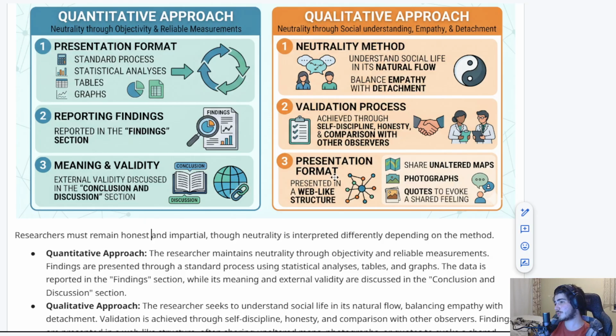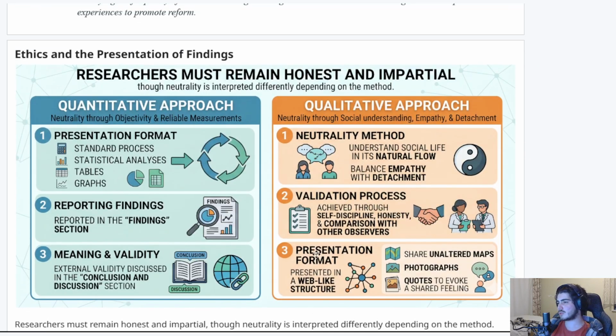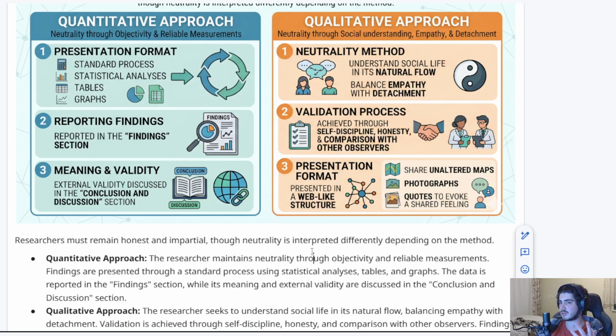The presentation format is like a web-like structure, apparently. It's sharing unaltered maps, photographs, quotes to evoke a shared feeling. It gives you an indomitable human spirit kind of vibe.